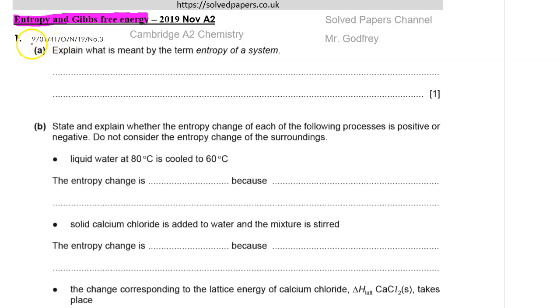You'll always be able to know where these questions are obtained from when you look at this writing here. The question you are starting with is from variant 4.1, and this was number 3 of the October-November 2019 exam series. Of course, 9701 is the code for the chemistry exam at A level for CIE.